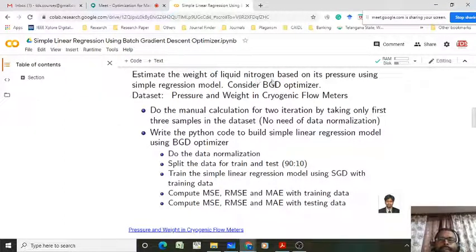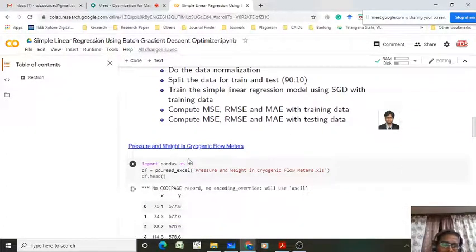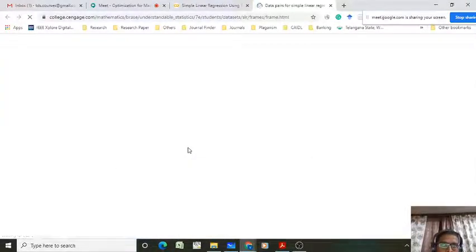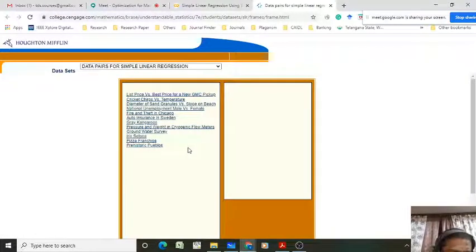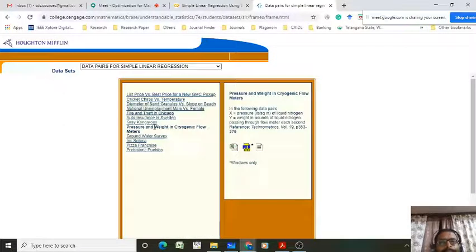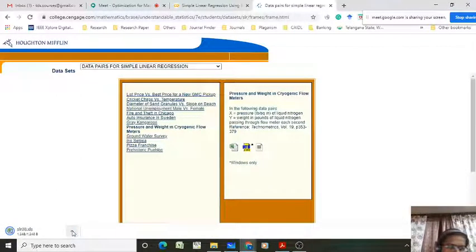Estimate the weight of liquid nitrogen based on its pressure. Pressure is the input variable and you have to estimate the weight of the liquid nitrogen using the simple linear regression model, considering the batch gradient descent optimizer. The dataset is available from this link, and this book is shared with you. You can practice later. So click here. Pressure and weight of the cryogenic flow meters, that is the nitrogen gas, and you have to download the data in Excel format. Fine, perfect.